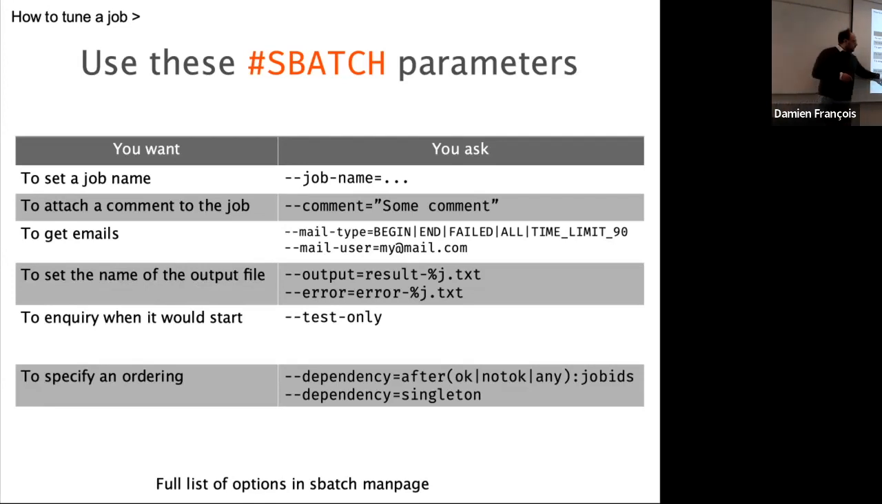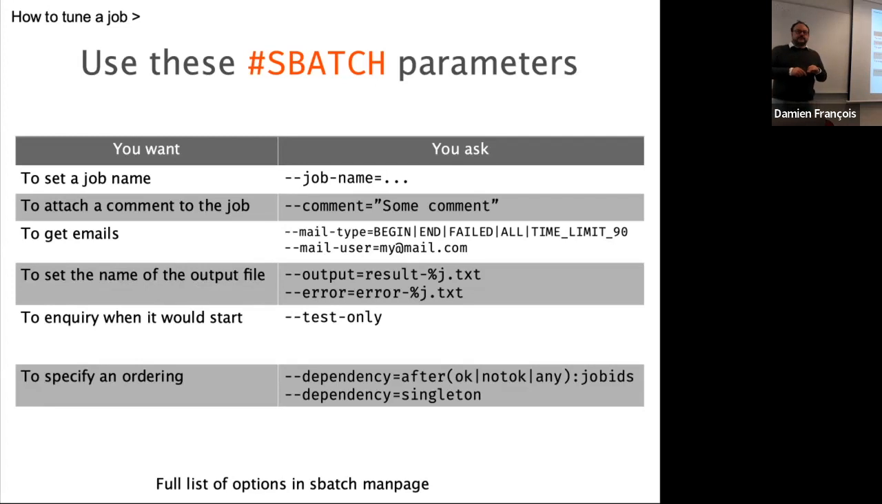Also, but I will talk a bit about that later on, you can specify ordering between your jobs. So if you have 2 jobs and you want one to run after another and not before, because maybe the output of one is the input of the other, you can use --dependency, and you will see that there are multiple options here. So basically you can decide the order in which your jobs will run.